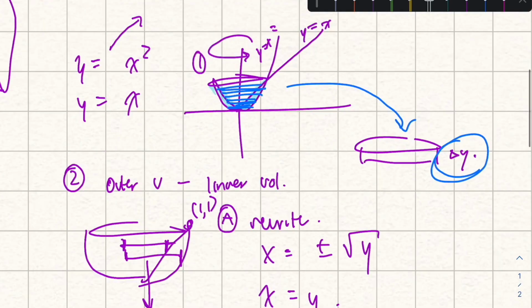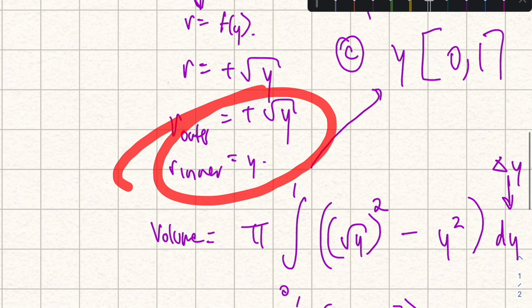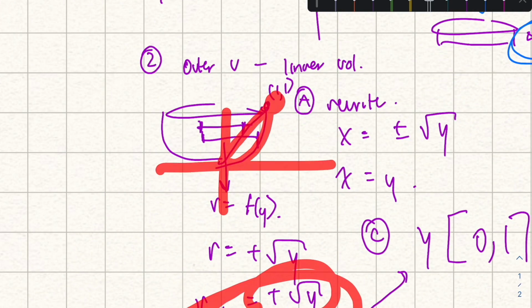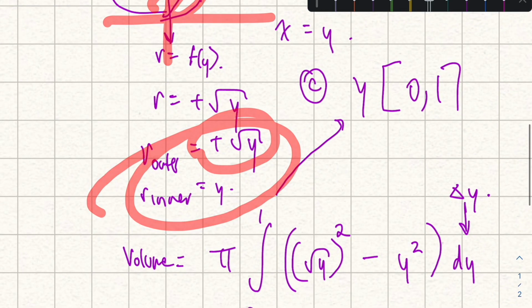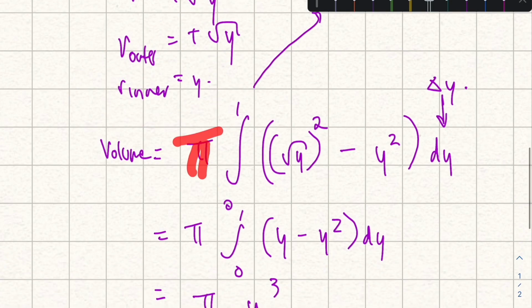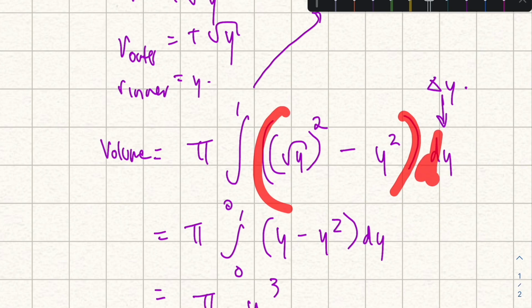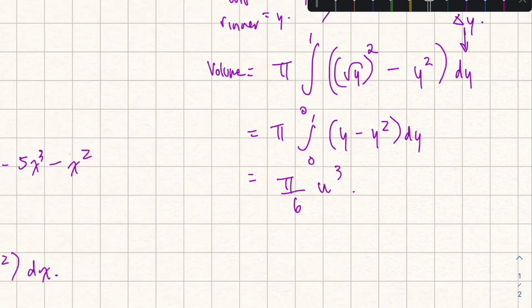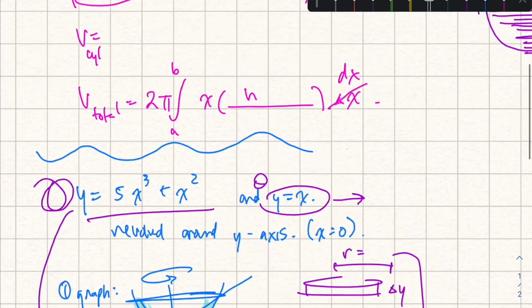So then after knowing that the outer radius, because this is the furthermost curve, is positive root y, and this is also because we're essentially just exploring the area in the first quadrant that's being revolved around the y-axis, so it's positive, and then we know that our inner radius is y, then we can easily say that the volume is the integral of the outer radius squared minus the inner radius squared, all with respect to dy from the y bounds of 0 to 1, which gives us the answer of pi over 6 units cubed.